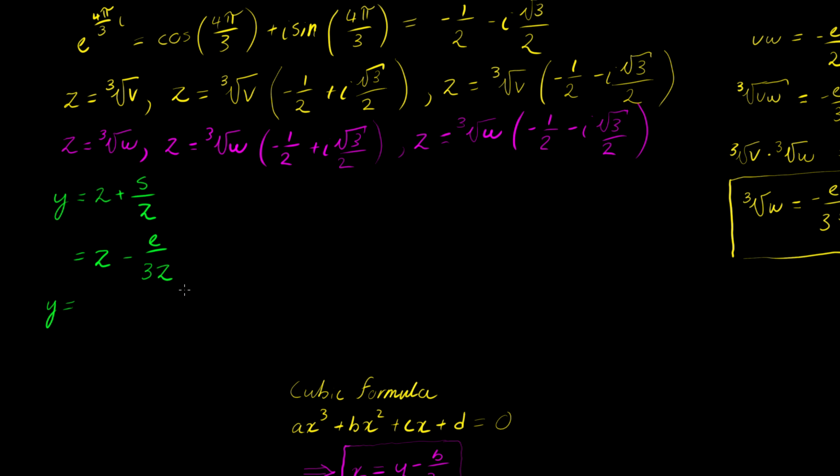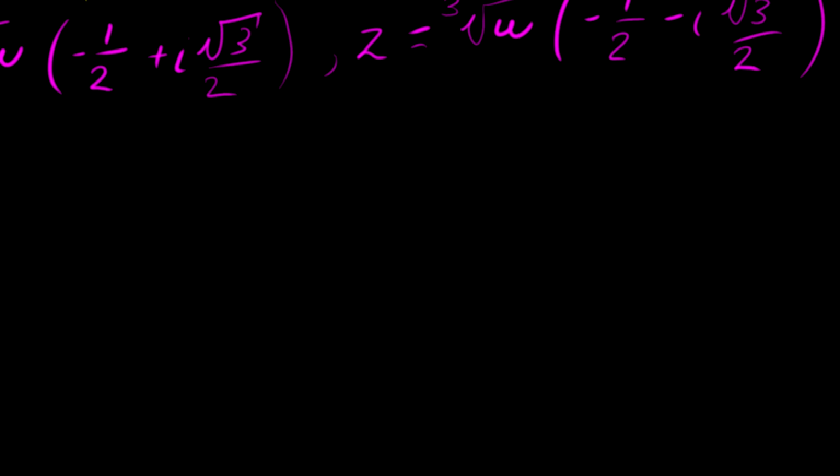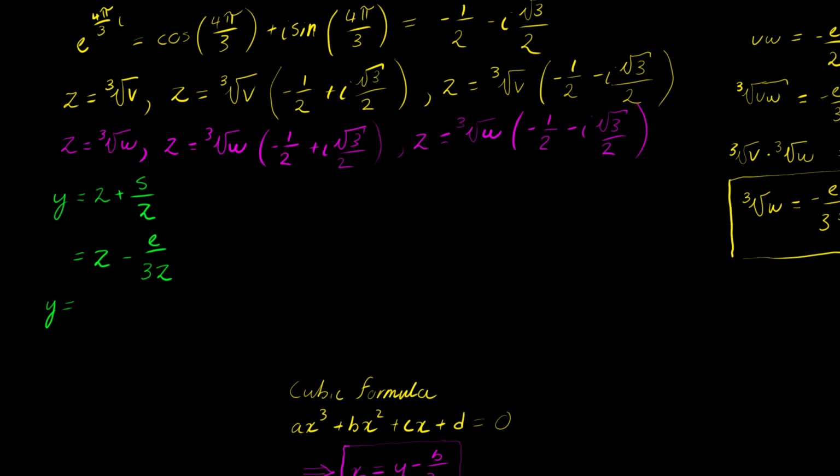of v. Let me zoom back out. So we know that one of our possible values of z is just the cube root of v. And then we have minus e over 3z. But guess what? We have this negative e over the cube root of v is the same thing as the cube root of w. We just proved that right there.